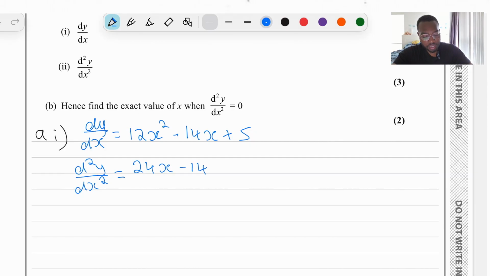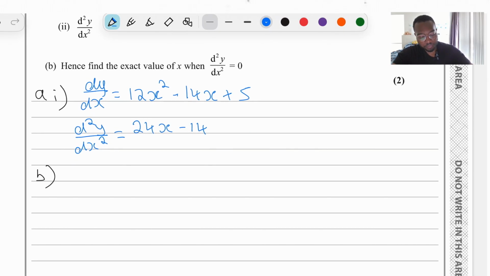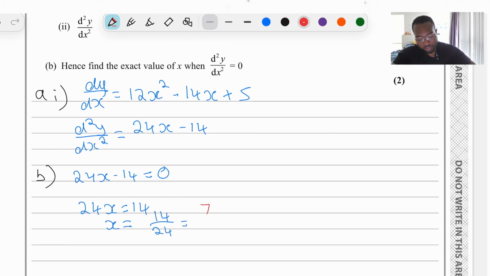And now for part B, we have to find when d squared y over dx squared is equal to 0. So for that one, we just need to make the 24x minus 14 equal to 0, so we can work out our x value. If we do that, we get 24x equal to 14, and then x is equal to 14 over 24, which simplifies down to 7 over 12.